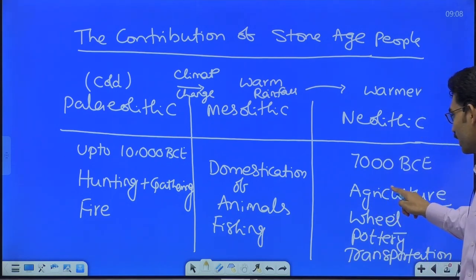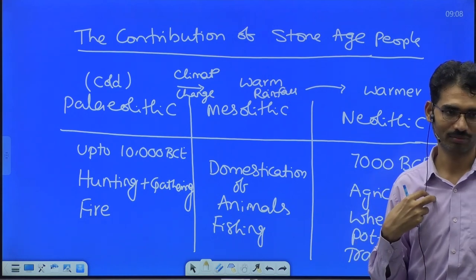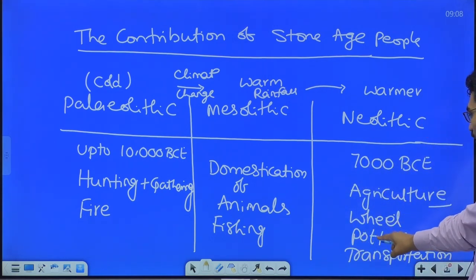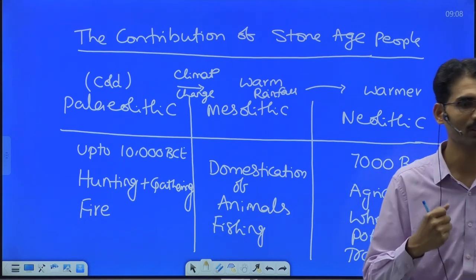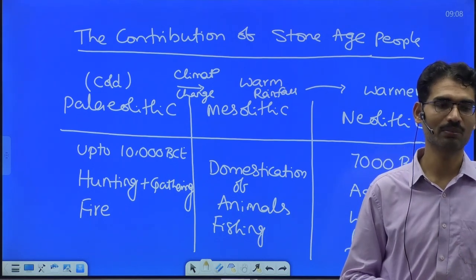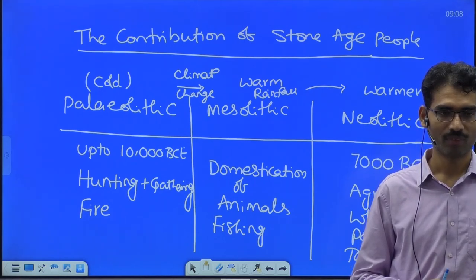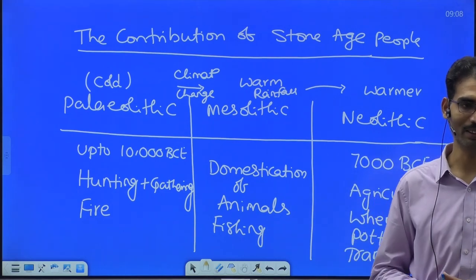Now when it comes to agriculture, from a place like Mehrgarh, we will learn how agriculture started. And when it comes to the wheel, pottery, transportation, in so many places, for example Chopani Mando in Belan Valley, actually those things will make you 60% of the answer. Because it is a foundation course, I will go gradually, step by step.